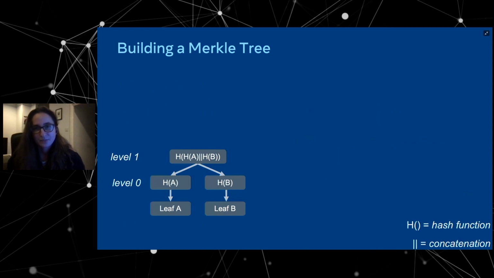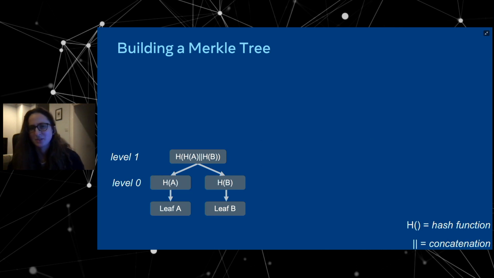On the bottom here, you have some data. This data can be anything, but for our team's use case, it's the public key information that is being enrolled. H is a cryptographic hashing function. And when constructing a Merkle tree, you start by hashing the data in each independent leaf. A level above this, you would then concatenate these two hashes together and then hash the concatenated data yet again.